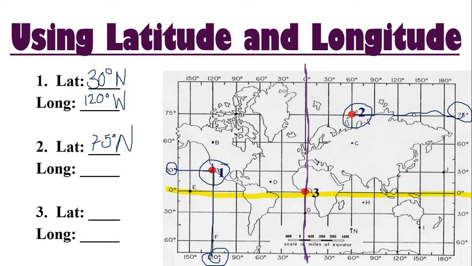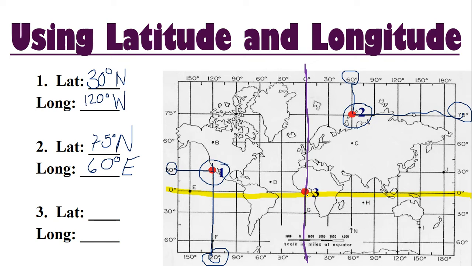Longitude, we go back to our point. We go up or down till we get to a number. This one's at 60 degrees. Then we need to figure out, is it west or east? We compare it to the prime meridian. It's to the right of the prime meridian, so that means east. And there's point 2's latitude and longitude.